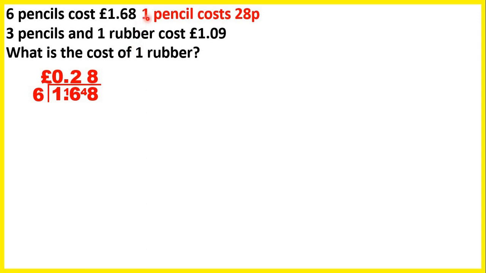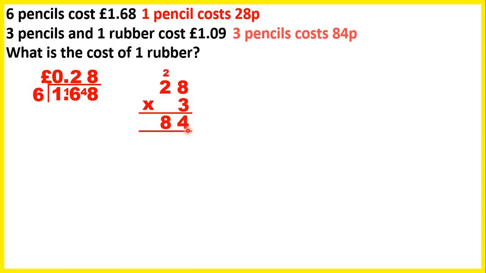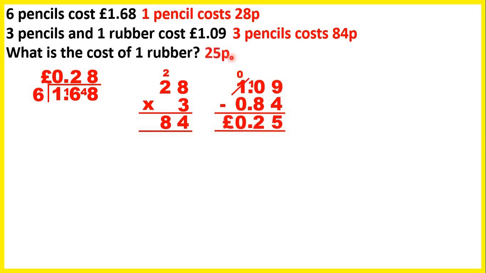So we know that 1 pencil costs 28 pence, so we can find the cost of 3 pencils by multiplying 28 pence by 3. So that tells us that 3 pencils cost 84 pence. So 84 pence plus 1 rubber equals £1.09. So we can subtract 84 pence from £1.09, and that gives us 25 pence as the cost of 1 rubber.